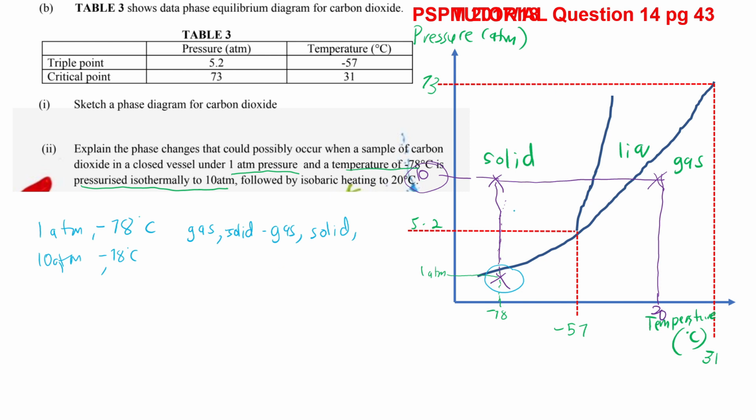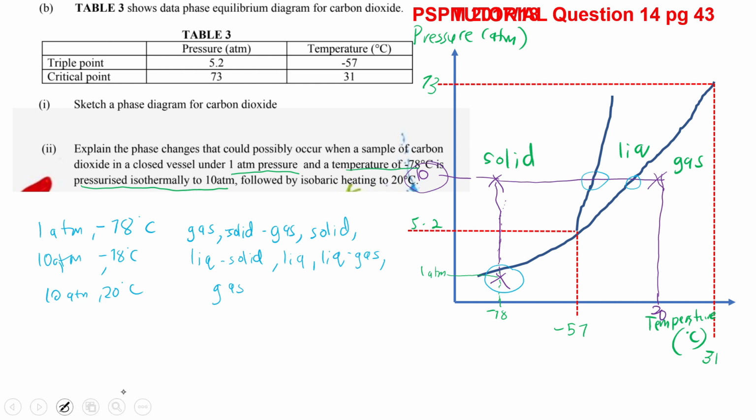Okay, next. Okay, bila dia isobar heating, so temperature increase daripada negative 78 pergi kepada 20 degrees Celsius. Daripada solid jadi mixing antara solid and liquid. Okay, di garis ini. Kemudian masuk di kawasan liquid. Okay, kemudian di sini liquid and gas mix. Okay, finally pada 10 atm, 20 degrees Celsius they exist as gas. Okay, so kita mula daripada gas, ending pun dengan gas.